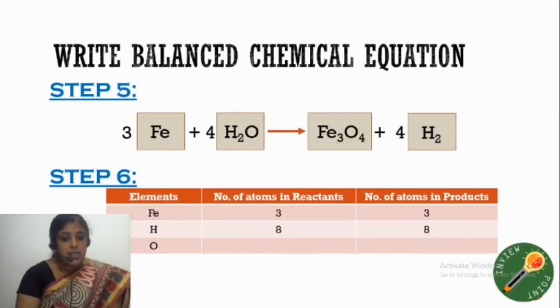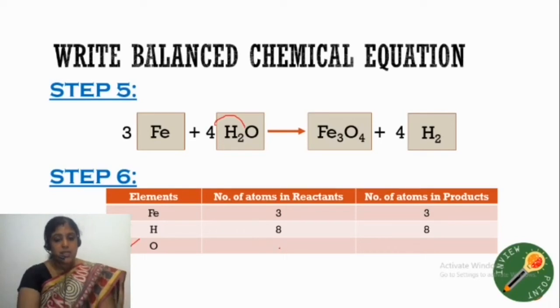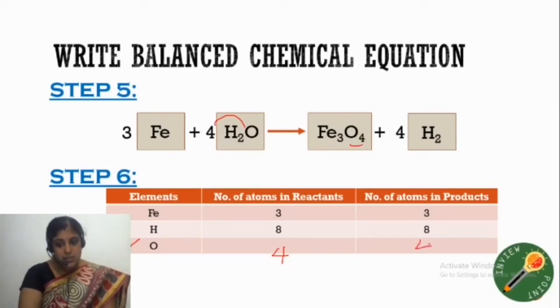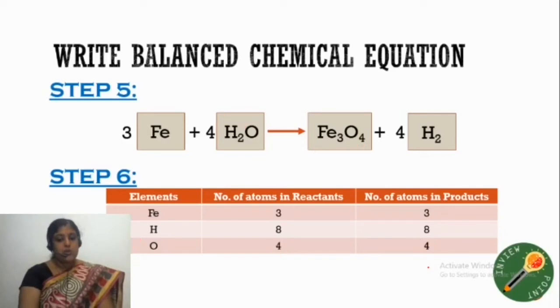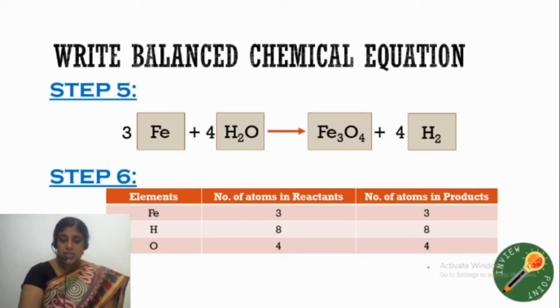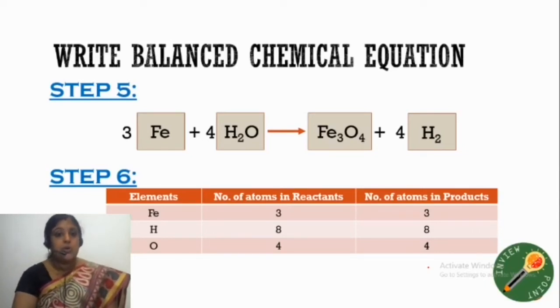Then take the oxygen atom. It is 4H2O, so 4 O. The number of oxygen atoms in the reactant side is 4, and in the product side it is Fe3O4, so O4. So the number of oxygen atoms in the product side is 4. We can see that all elements have an equal number of atoms in the reactant side and the product side. So the equation is balanced, right?